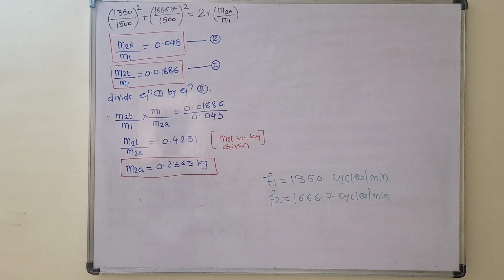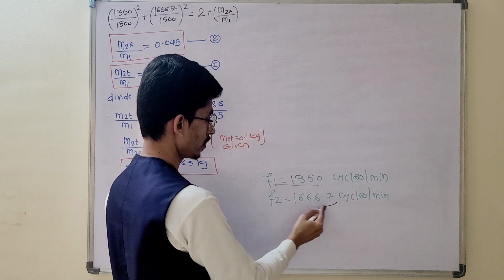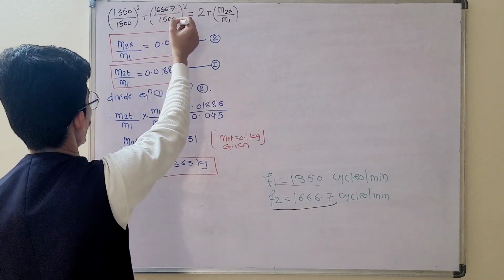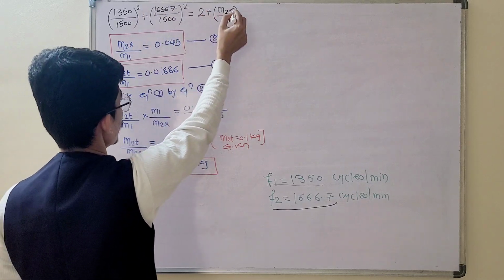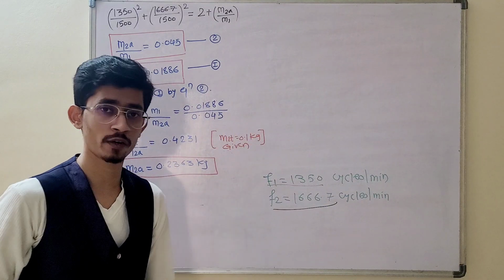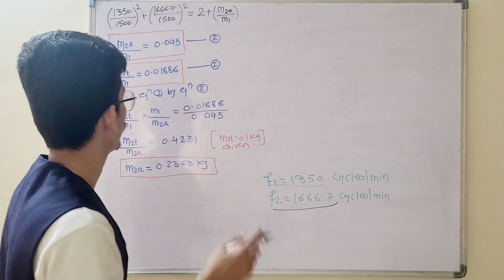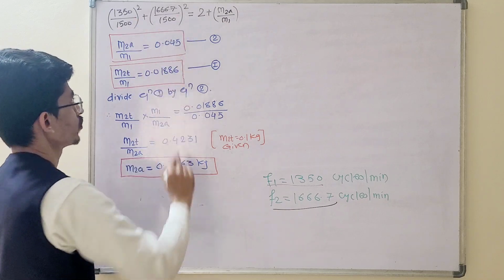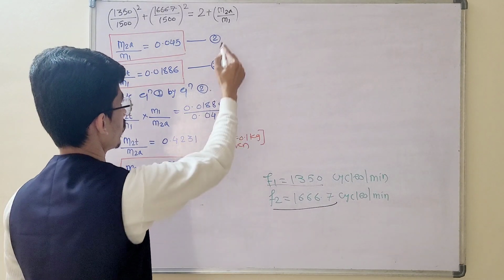So look here. We are utilizing this data, F1 as 1350 and F2 as 1666.7. So 1350 times 1666.7 divided by 1500 squared equals 2 plus m2a by m1. Here we have assumed m2a as the new mass of the neutralizer. After simplifying, m2a by m1 comes out to 0.045. This is equation number 2.